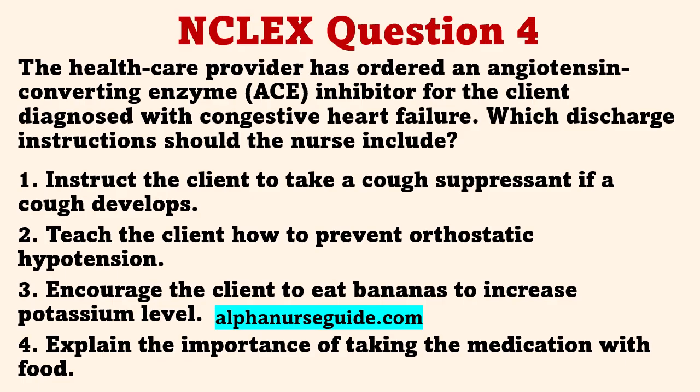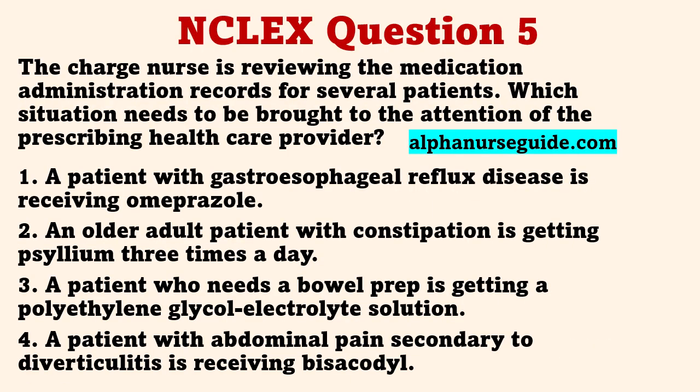The charge nurse is reviewing the medication administration records for several patients. Which situation needs to be brought to the attention of the prescribing healthcare provider? 1. A patient with gastroesophageal reflux disease is receiving omeprazole. 2. An older adult patient with constipation is getting psyllium 3 times a day. 3. A patient who needs a bowel prep is getting a polyethylene glycol electrolyte solution. 4. A patient with abdominal pain secondary to diverticulitis is receiving bisacodyl.